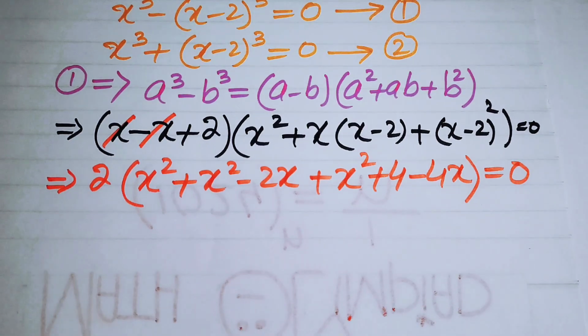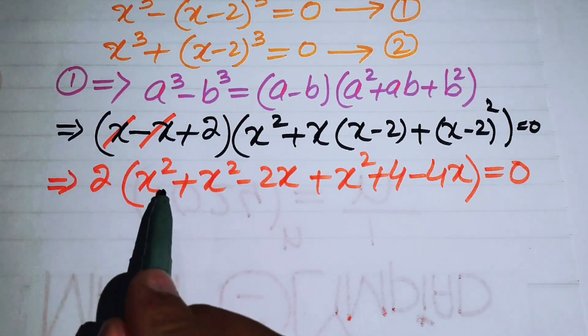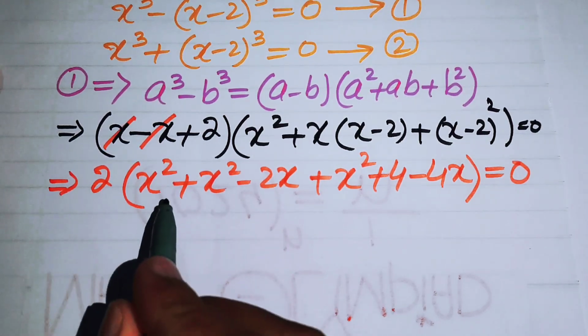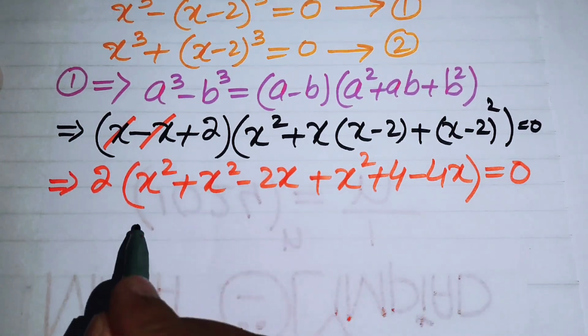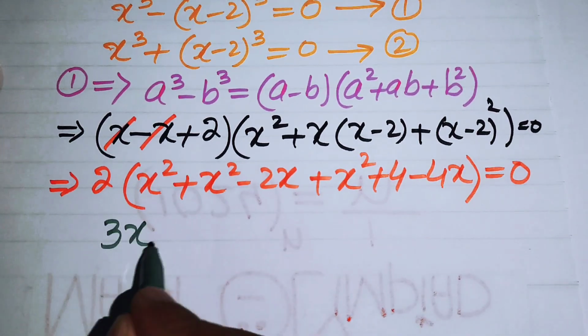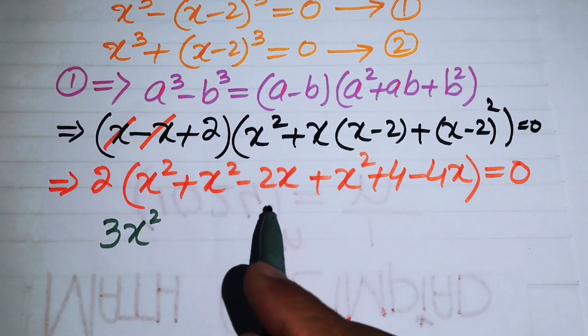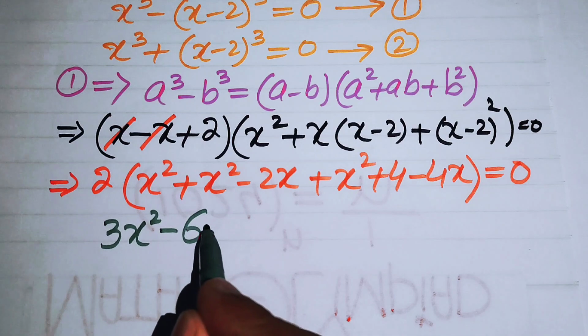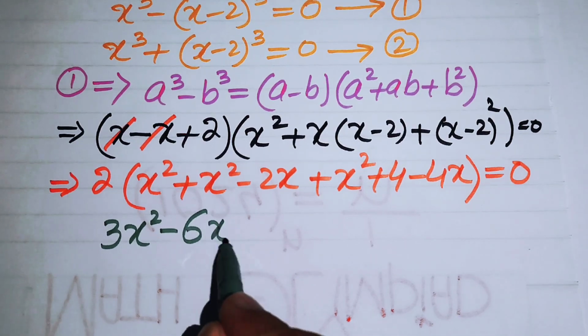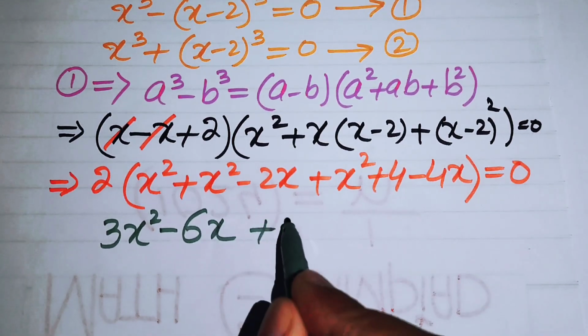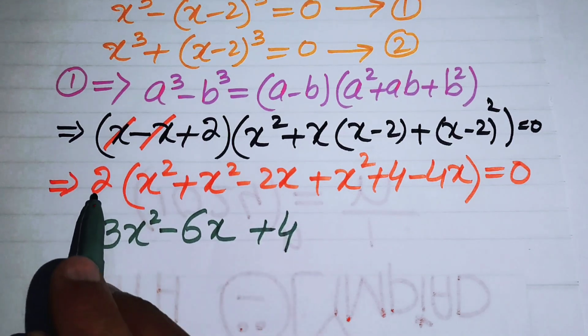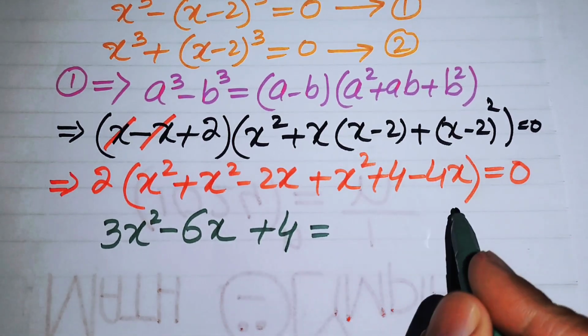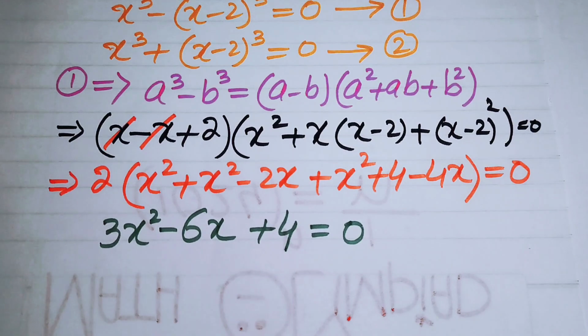Now you see that we will divide by 2 on the right hand side and simplify this term, and you get x squared plus x squared plus x squared equals 3 times x squared, and here you have minus 2x minus 4x, which equals minus 6 times x, and here we have plus 4, and we divide by 2 on the right hand side, and 0 over 2 equals 0.